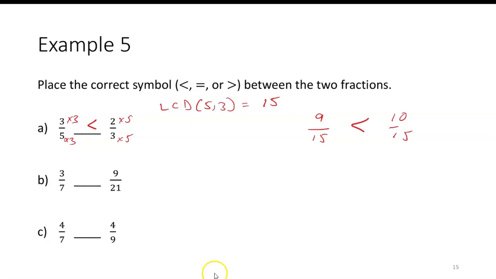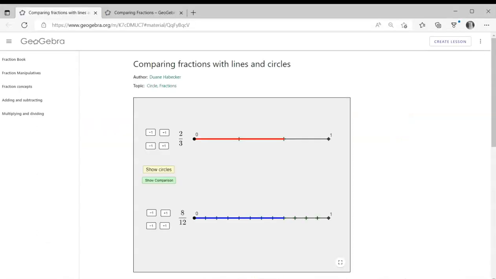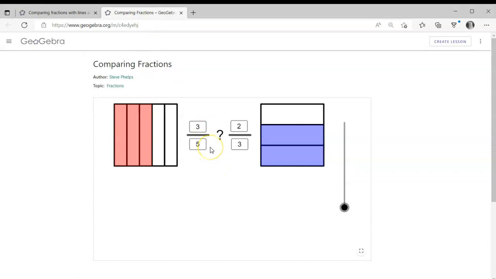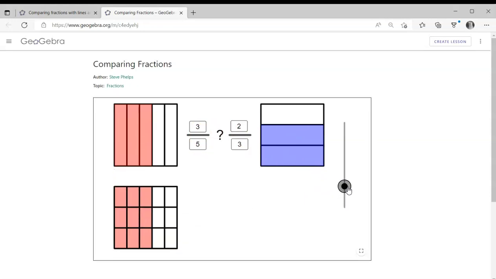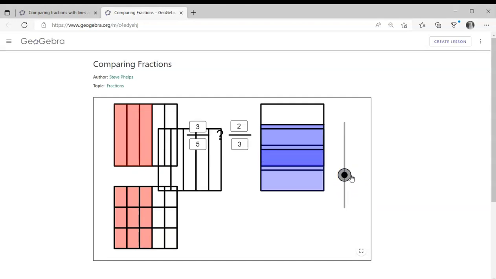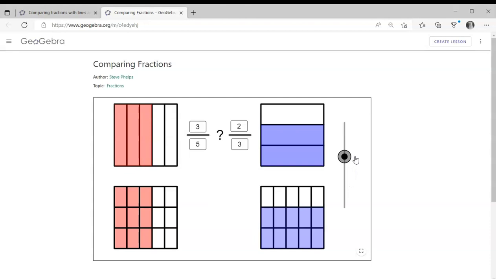We can see this graphically here. Here's comparing fractions. Here are 3/5 and 2/3. So if you write them down and then imagine that we break it into 15ths, you can see there's the 9 fifteenths. And I do the same thing for the 2/3. That becomes 10 fifteenths. And indeed, it becomes less than.